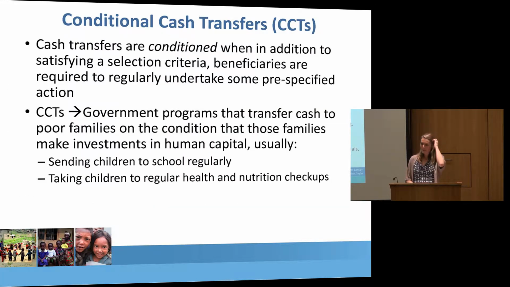But the kind of program I'm going to talk about today is a conditional cash transfer program. These are programs that really are designed to pull children out of poverty, but are focused on transferring cash to households. Now, this works when cash transfers are conditioned, in addition to satisfying a certain criteria, for example, somebody lives in a certain neighborhood, or they live below a poverty threshold, or they attend a certain school. So there's a certain selection criteria, but then beneficiaries are regularly required to undertake some kind of pre-specified action. So CCTs are when governments transfer cash to families on the condition that families are making investments in human capital. So for example, sending kids to school regularly or taking kids to regular health and nutrition checkups.